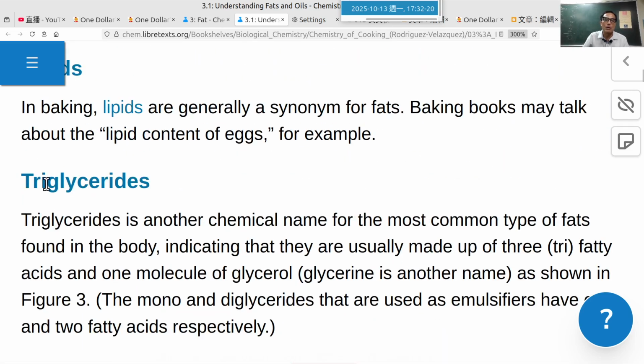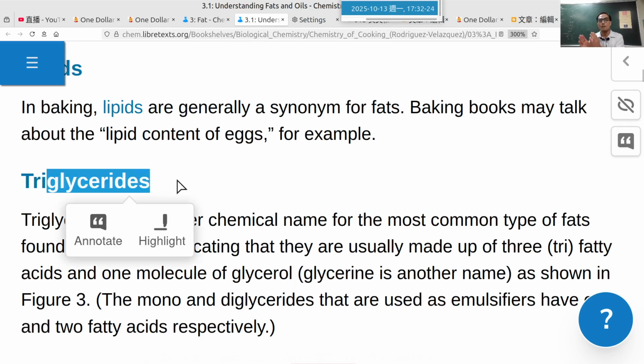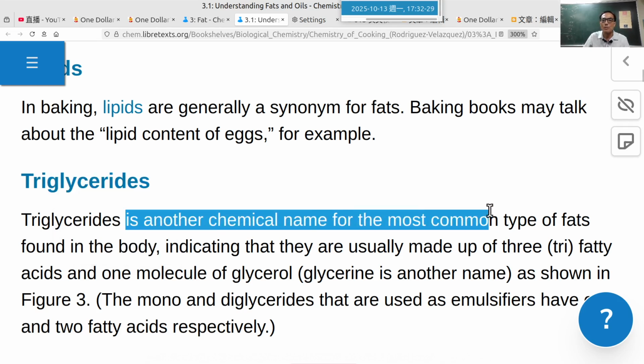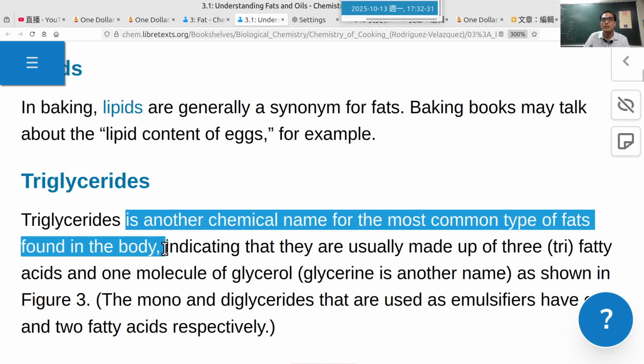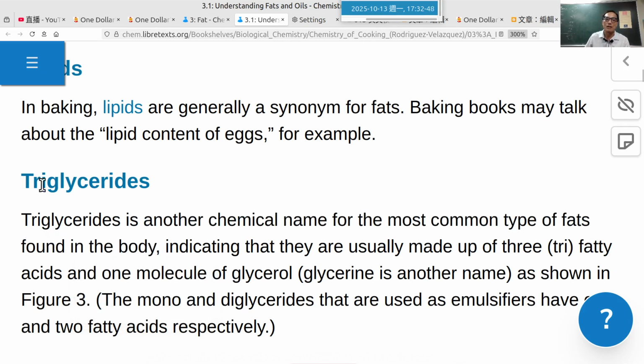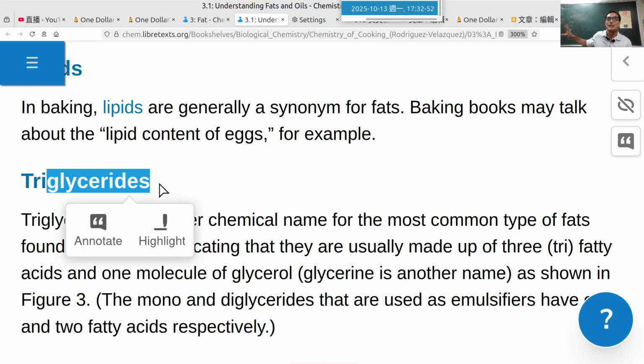Triglyceride. Tri means 1, 2, 3. Glyceride is a compound structure. Triglyceride is another chemical name for the most common type of fats found in the body. And have you heard about lecithin? Lecithin is very enriched in eggs. That is an emulsifier. We mentioned that last week. Sorry, 3 weeks ago. That is not a triglyceride. That's a diglyceride because the third one is different. Later I will explain it.